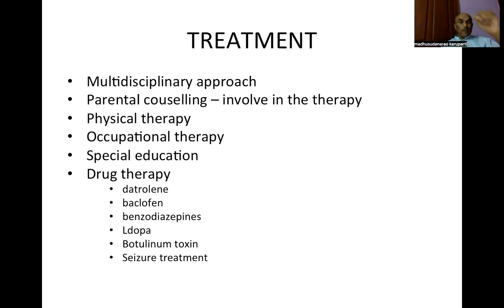Then there are certain drug therapies that are used for improving the motor tone and reducing the motor disability. That is dantrolene, baclofen, benzodiazepines, L-dopa when there is involuntary movements, and botulinum toxin to reduce the hypertonicity, and seizure therapy in order to reduce the occurrence of epileptic seizures.